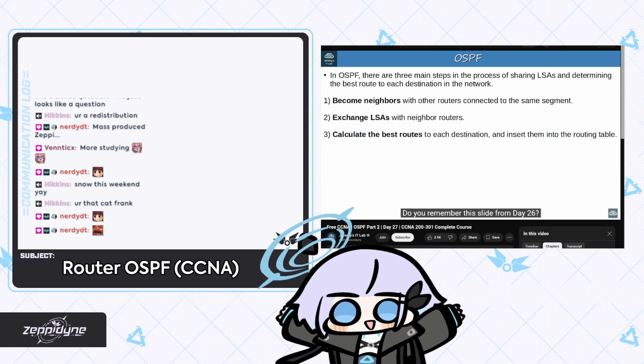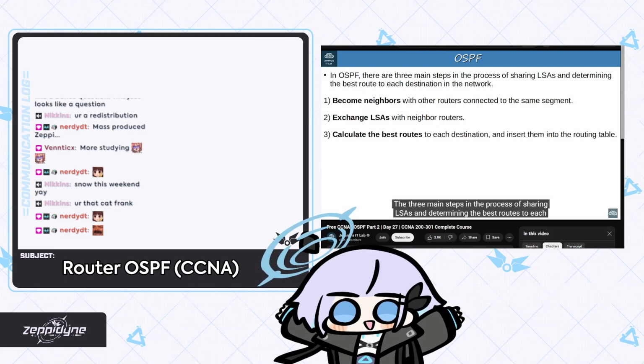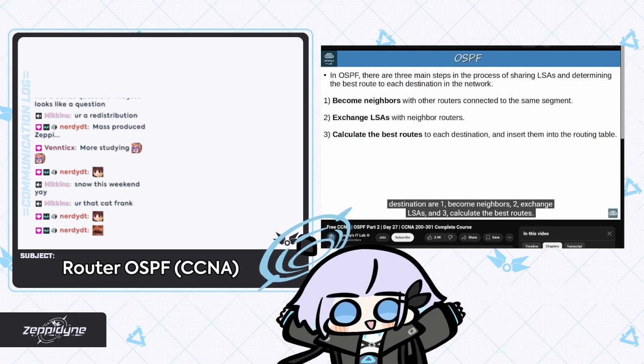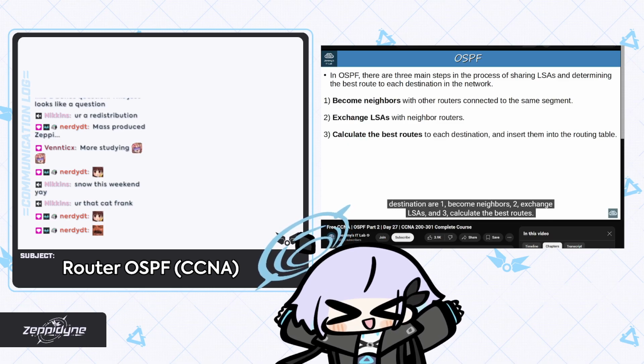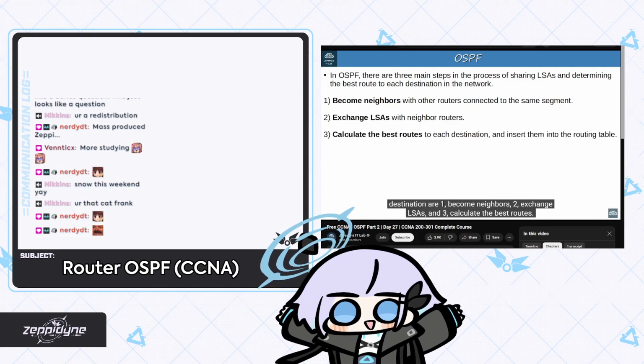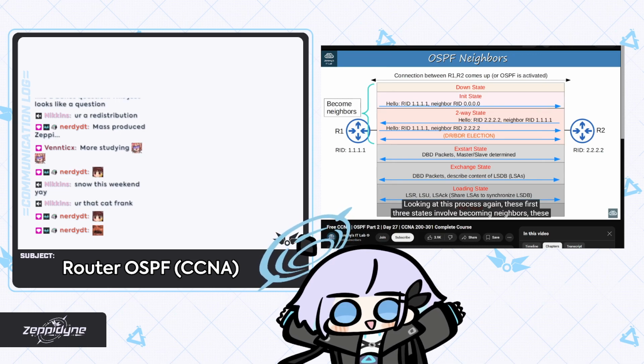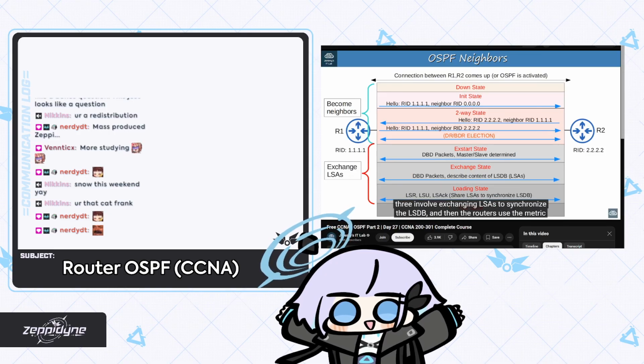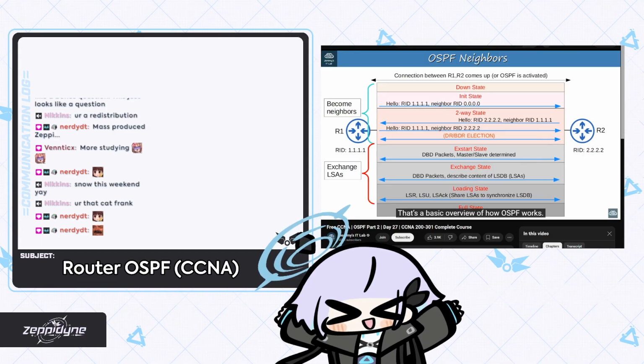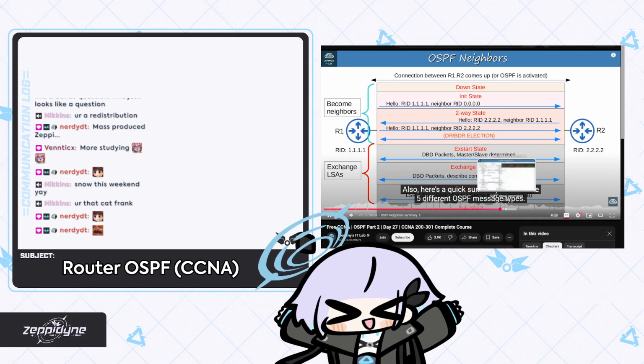Do you remember this slide from day 26? The three main steps in the process of sharing LSAs and determining the best routes to each destination are 1. Become neighbors, 2. Exchange LSAs, and 3. Calculate the best routes. Looking at the process again, these first three states involve becoming neighbors. These three involve exchanging LSAs to synchronize the LSDB, and then the routers use the metric I taught you to calculate the best route to each destination. That's a basic overview of how OSPF works.